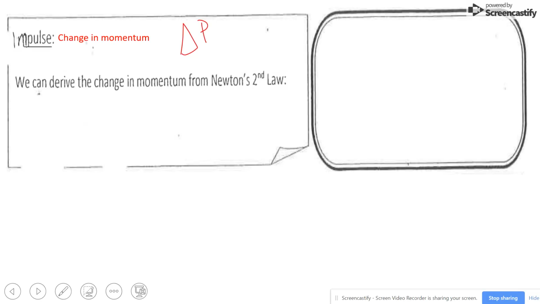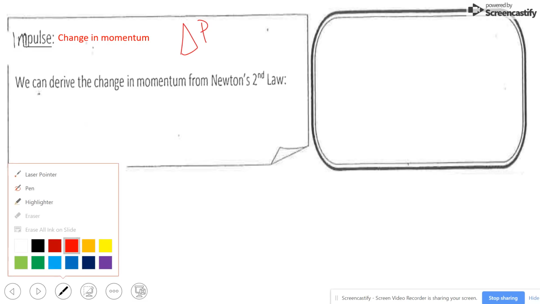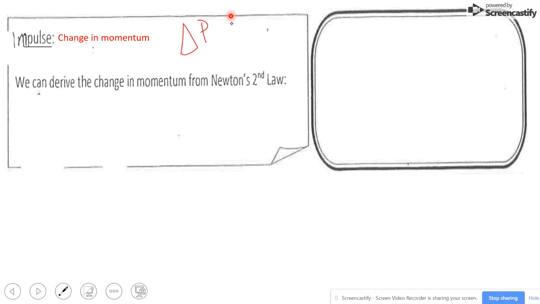So to start off with, impulse is just a change in momentum. And so remember, we can represent change in momentum with a delta P or a triangle P. If we're looking to derive a change in momentum from Newton's second law, Newton's second law is F net equals mass times acceleration. Acceleration can be rewritten as delta V, or a change in velocity over time. So it's just our net force equals our mass times delta V over T.